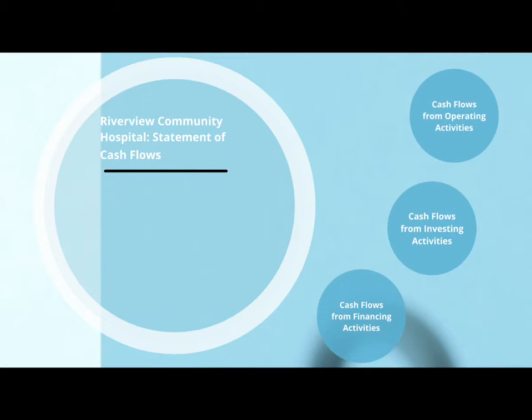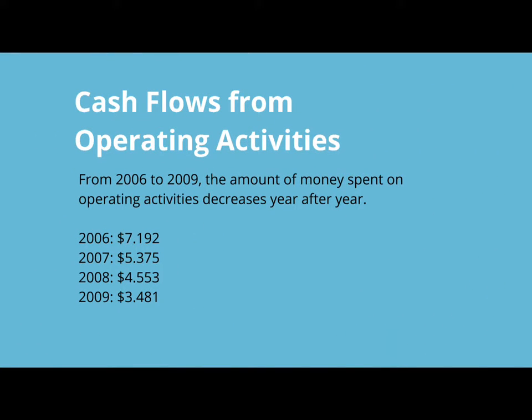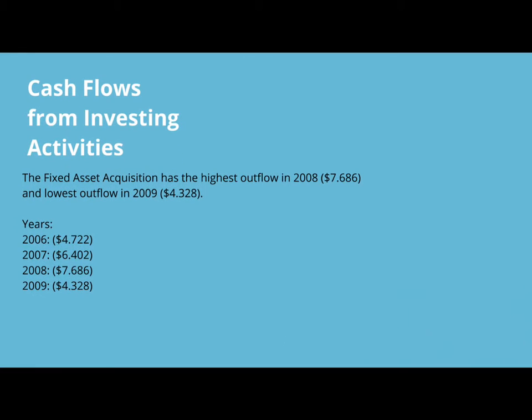Now let's take a look at Riverview Community Hospital's statement of cash flows. Our first one is cash flows from operating activities. And as we can see, from 2006 to 2009, the amount of money spent on operating activities decreases year after year. Next is cash flows from investing activities. Now, the fixed asset acquisition has the highest outflow in 2008 and the lowest outflow in 2009.